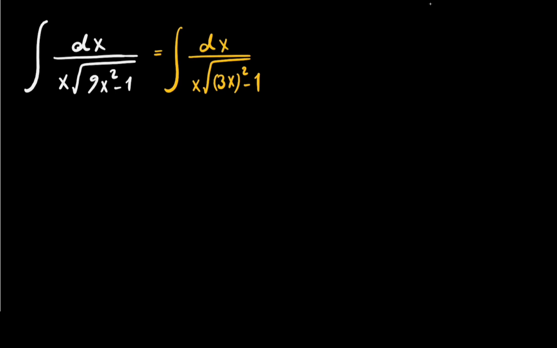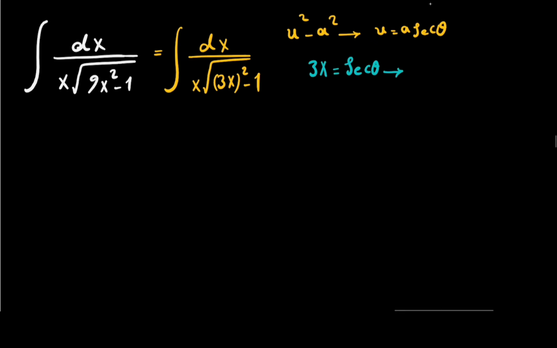And what is that? In one of my videos, I'll put the link of that video in the description, I told you that if, for example, you had u squared minus a squared, it's better to use u as a times secant theta, right? So in this equation, that's very nice. In this equation, it's better to use 3x equal to secant theta.